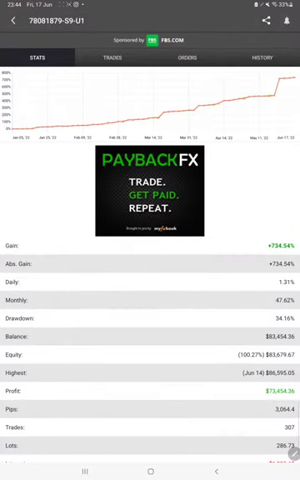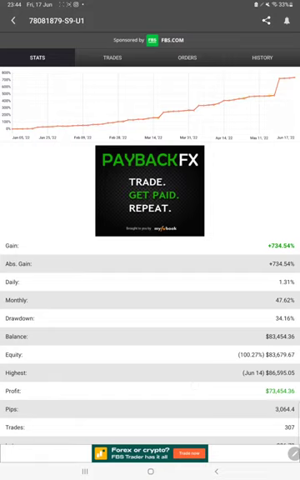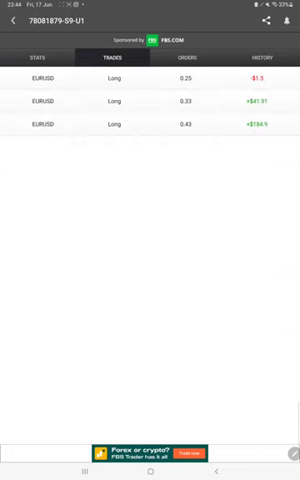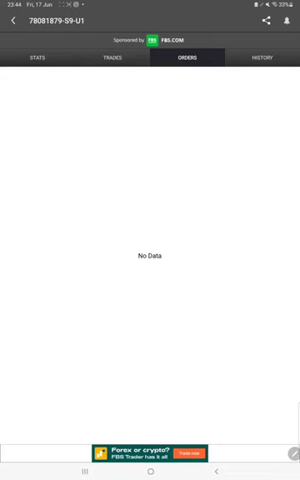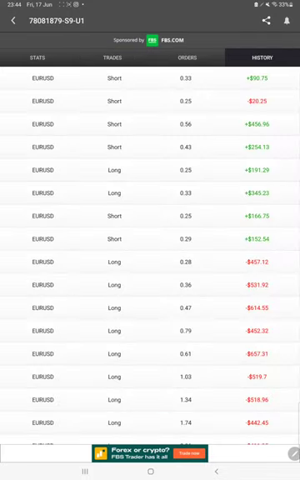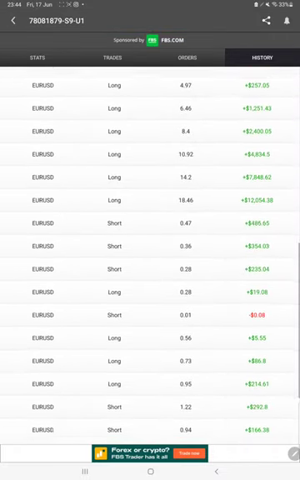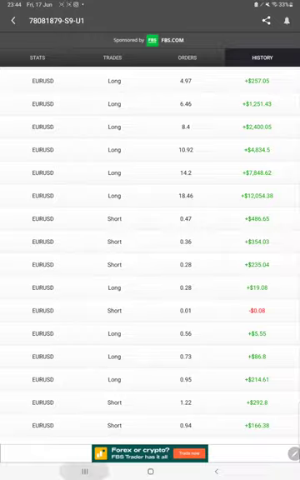Starting with the new update, first of all we have MyFXBook, and all the statistics can be verified from here, like total percentage of gain, absolute gain, daily return, monthly return, drawdown, current balance, equity, profit pips that we have achieved, and deposit. Also we can see the live trades here, orders, and we can verify the pending orders. In history we can see how much profit and loss we have booked by using what lot size. So all these details are available here.